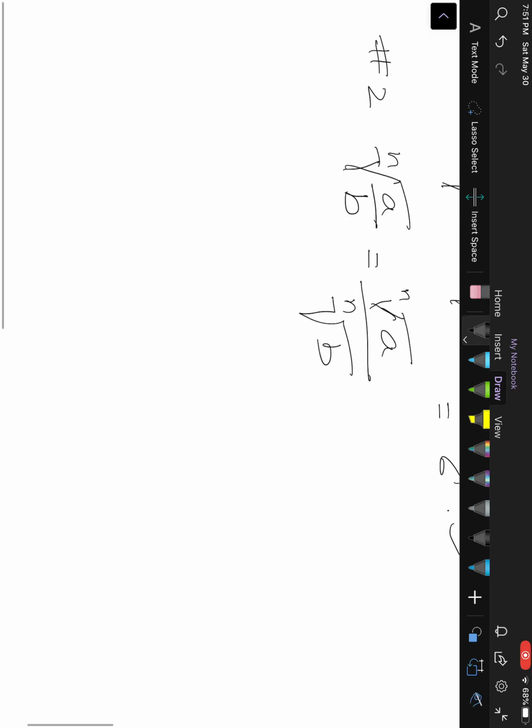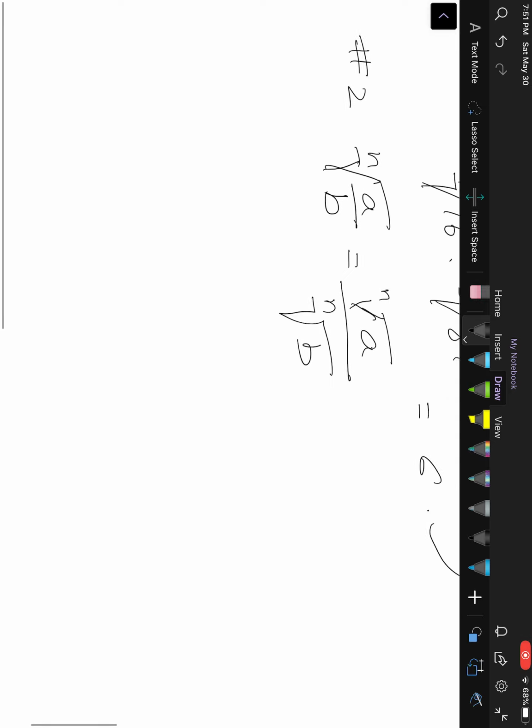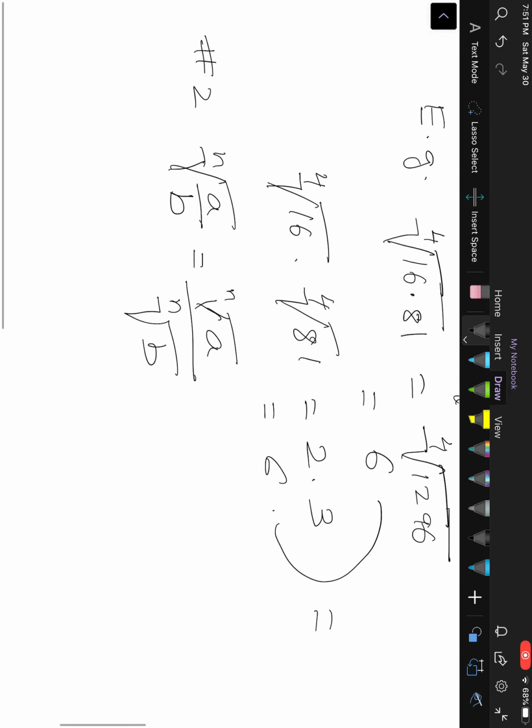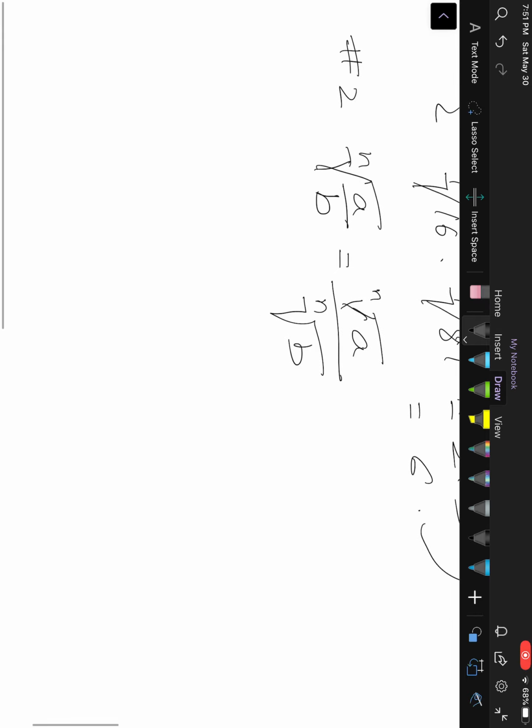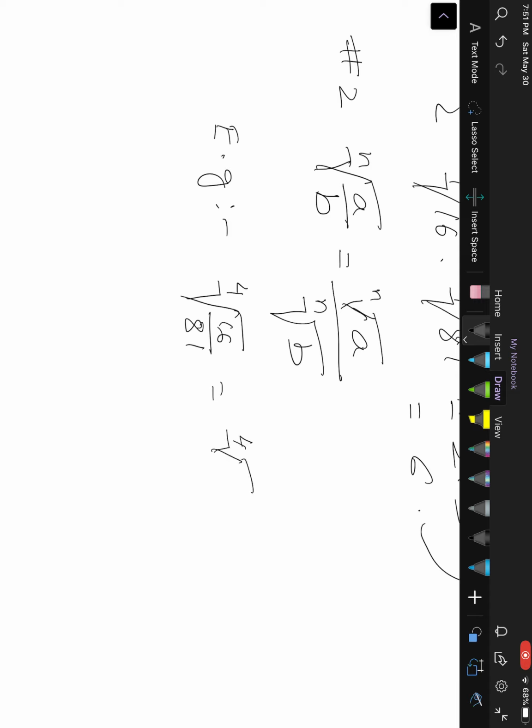So I will give you an example. I am not going to solve it as I did in this step. I am just going to write how we are going to apply this. So suppose I consider the 4th root of 16 over 81. So this would give us, by applying this rule, the 4th root of 16 over the 4th root of 81. So that would be 2 over 3.